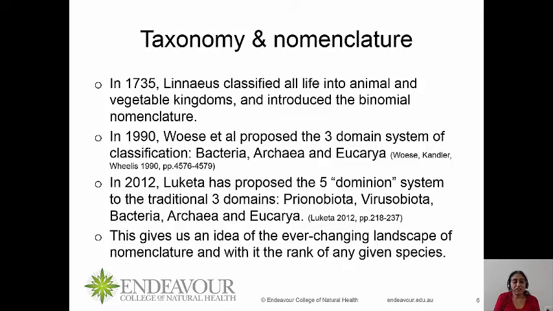In 1990, we have Woese, who proposed the three-domain system of classification. That's bacteria, archaea, and eukarya. And then in 2012, Lutica comes and proposes the five-dominion system, in addition to the traditional three, that is the bacteria, archaea, and eukarya.